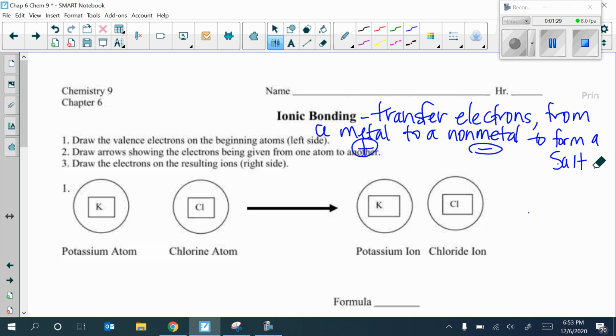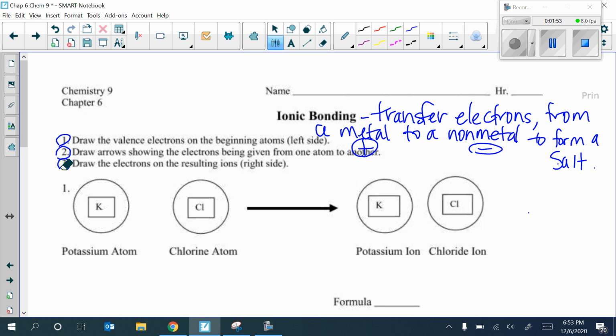Okay, so the first thing it says here, step 1, we're going to draw valence electrons on the beginning atoms on the left-hand side. Step 2, we're going to draw arrows showing the electrons being given from one atom to another. And step 3, we're going to draw electrons and the resulting ions on the right side. Okay, so you should have your periodic chart here in front of you.